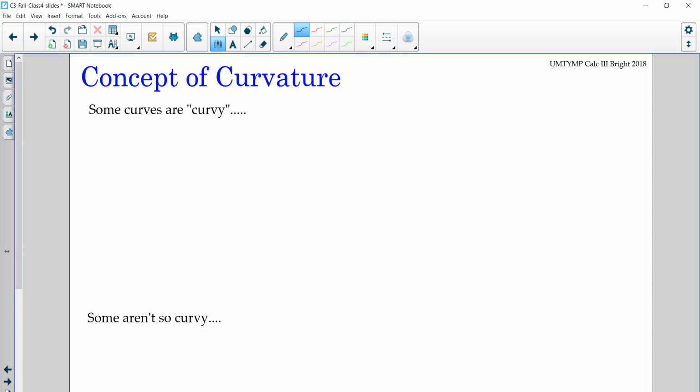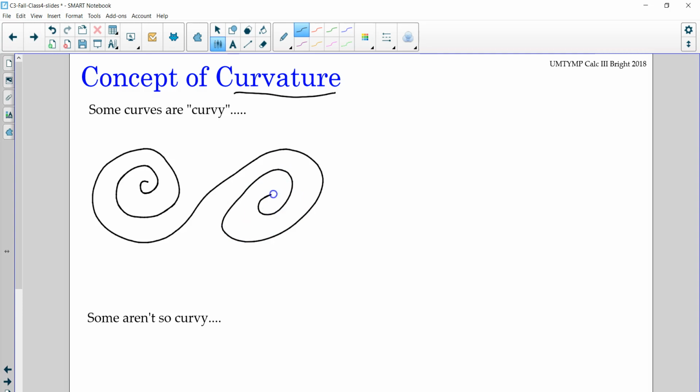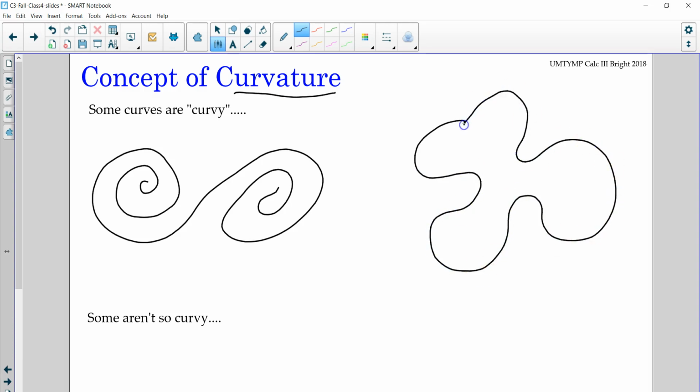In this video, we explored not arc length, but this other idea related to a curve, and it's the idea of curvature. We know from previous experiences that some curves are really curvy. So we might have a curve that spirals and then does another spiral over here, kind of wonky. We could have a connected curve where we have something that looks like this.